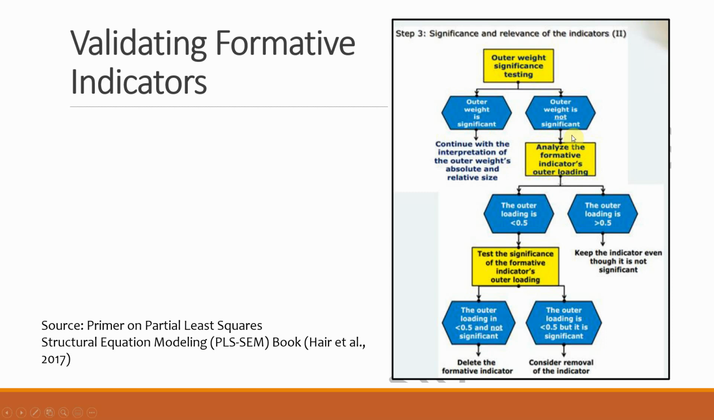However, if the outer weight is not significant, we will have to see the outer loadings. If the outer loading is greater than 0.5, then we keep the indicator, although it is not significant. However, if the outer loading is less than 0.5, then we test the significance of outer loadings. If the outer loading is less than 0.5 and is not significant, then we delete the formative indicator. However, if the outer loading is less than 0.5 but the loading is significant, then you will have to see whether the removal will have a significant impact on your study. If so, you will keep it. Otherwise, you can delete it.